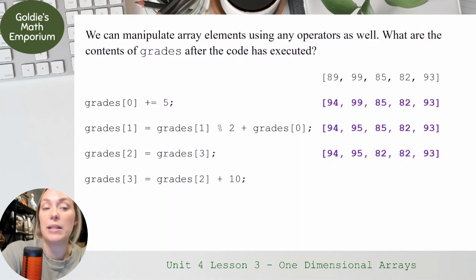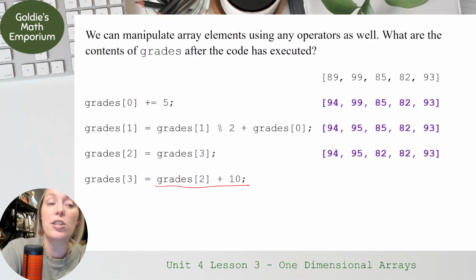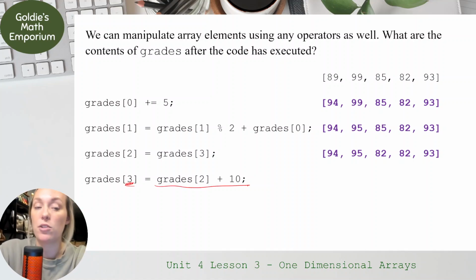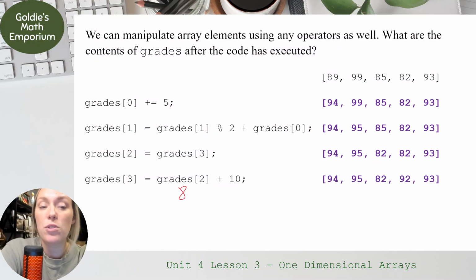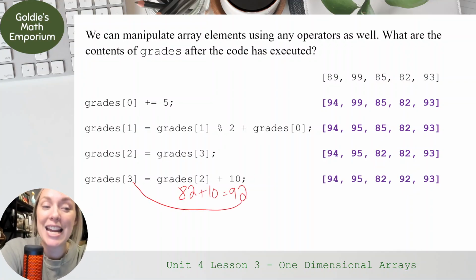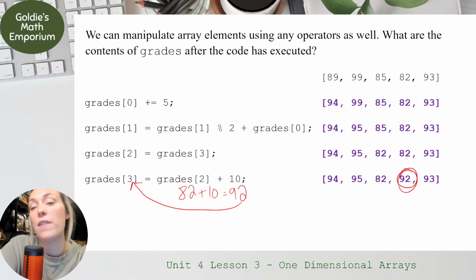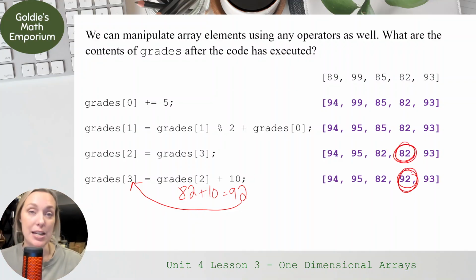And then this last one says grades 2 plus 10 is going to be the new value of grades 3. Grades 2 is currently 82, so you're going to have 82 plus 10 to give 92. And 92 becomes the new value. You see how that changed? The new value at the third index. Okay. So that's how we would trace through a manipulation of the array.